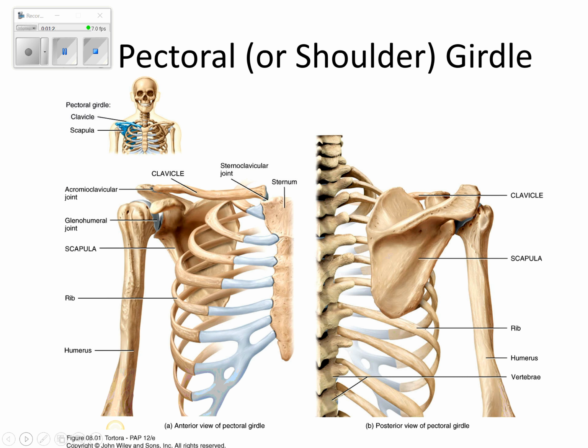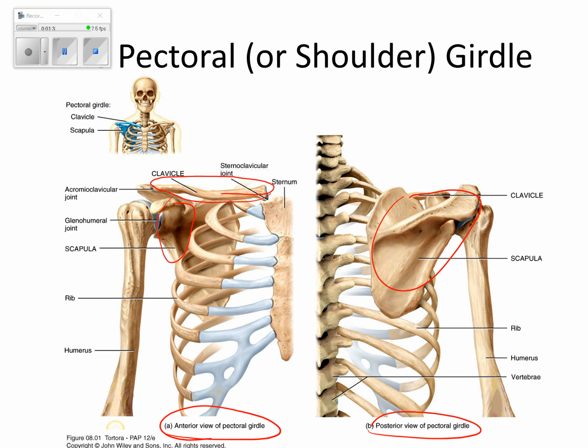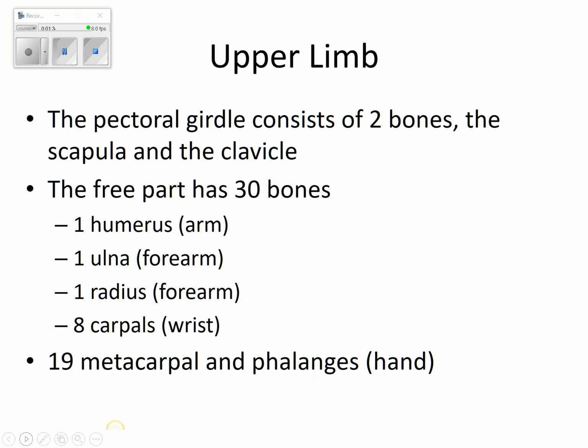So this right here is just showing you the pectoral girdle, which is going to include the clavicle and, of course, the scapula. Okay, so you see this is the posterior view. This is your anterior view of the skeleton. So the pectoral girdle consists of 2 bones. Again, like I showed you on the picture, it's the scapula and the clavicle.